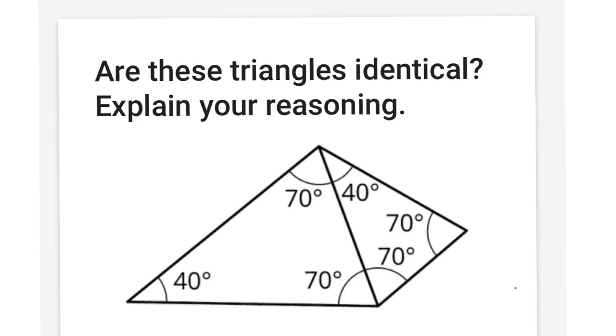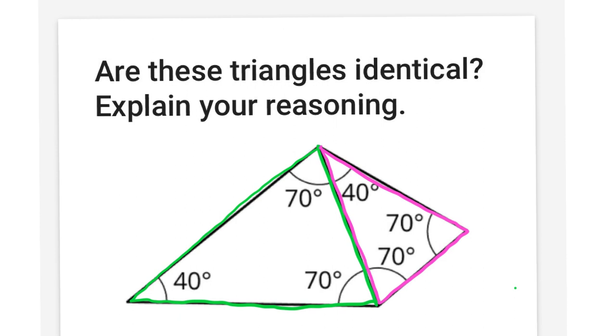This next question is asking if these two triangles are identical and explain your reasoning. These questions on the quiz and on the practice problems, you need to be able to explain why. So that is an important skill. So we've got this green triangle here where its angles are 70 degrees, 70 degrees, and 40 degrees. Then we have this pink triangle, and its angles are also 70 degrees, 70 degrees, and 40 degrees. Now we need to decide, are they identical? They look similar, but are they identical?